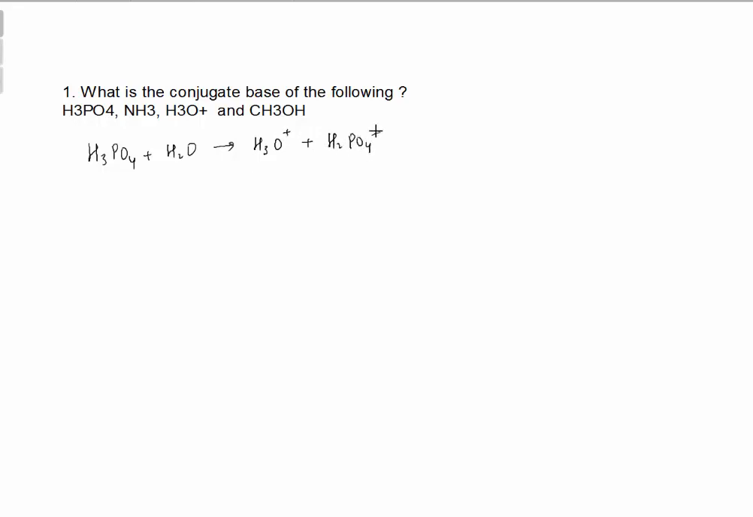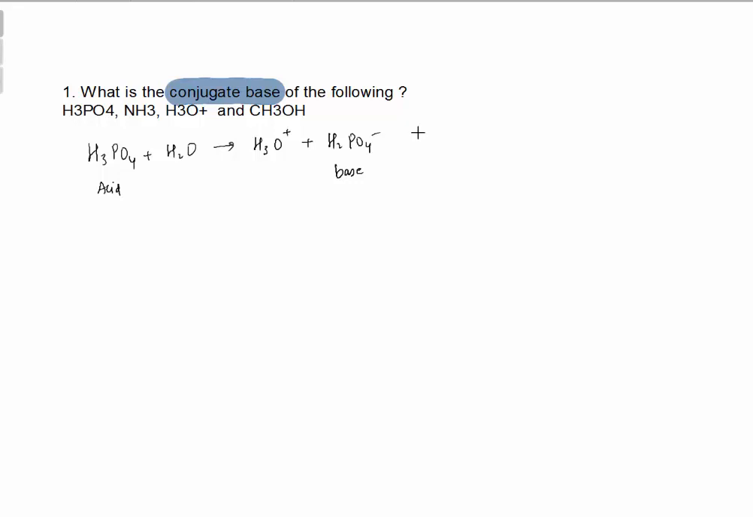H2PO4 minus. Please remember, in this it is acting as an acid, and they are asking about conjugate base. Means this part will be the base. Please remember these two will be conjugates because they differ by a proton.